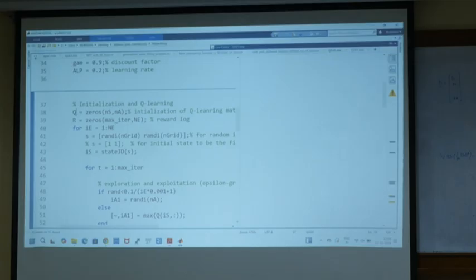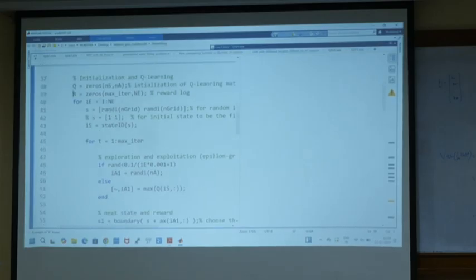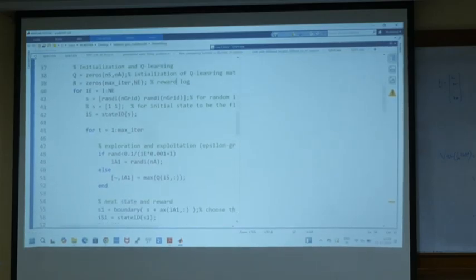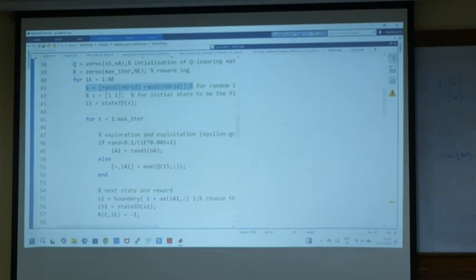So here I initialize the Q matrix and I initialize the reward. Here in R I will store all the rewards for all possible iterations and all possible episodes. Okay. So this is kind of a reward log. So now I start the episodes here. I am starting from a random state here. Okay. So these are the 2 dimensions.